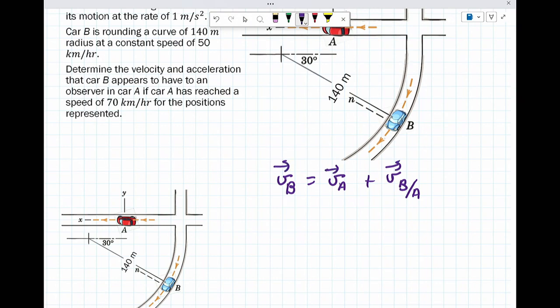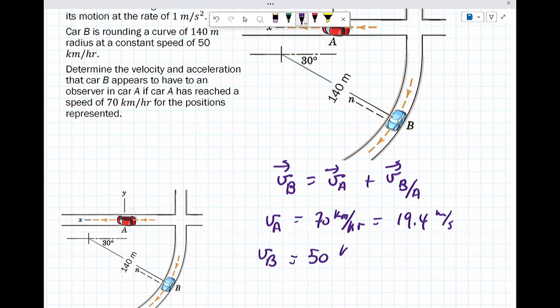Okay, so starting point's the same as ever. You're going to start with this fundamental equation: velocity of B equals velocity of A plus velocity of B with respect to A. If you want the speed of A, it's 70 kilometers an hour, which, if you do the conversion, is 19.4 meters per second. Velocity of B is 50 kilometers an hour, which is equal to 13.9 meters per second.